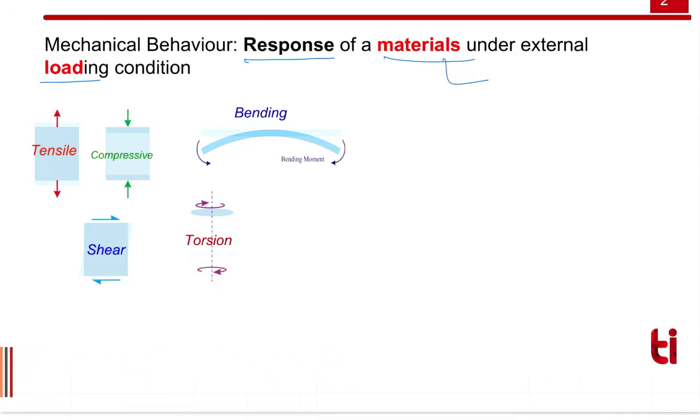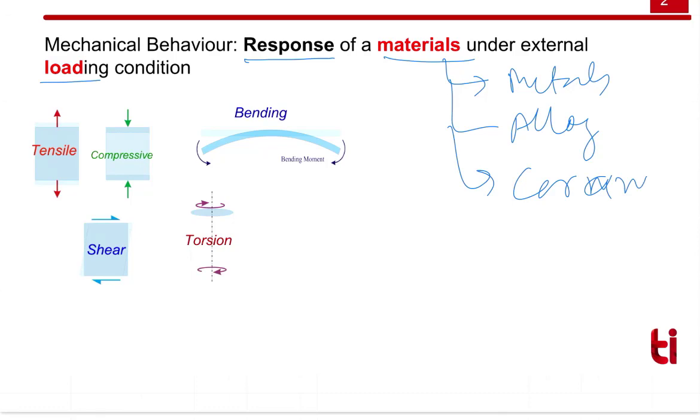Materials you have already studied. It could be metals, alloys, or ceramics, all the engineering materials which we have already studied.